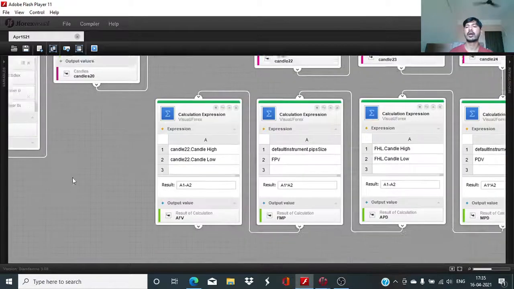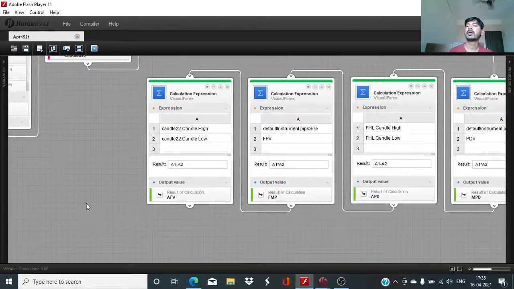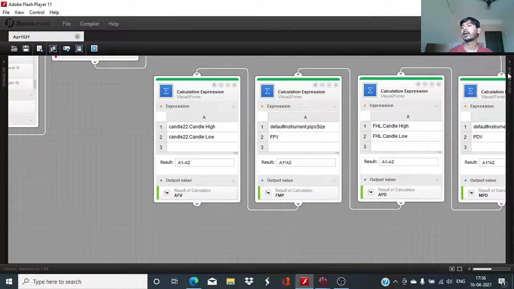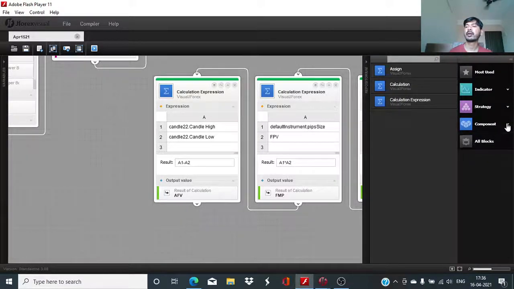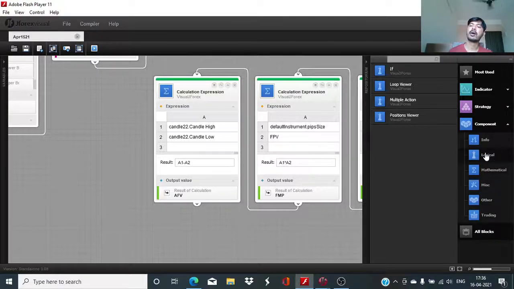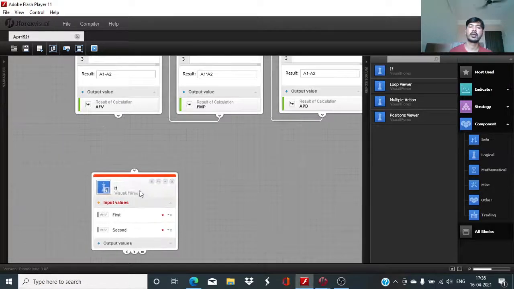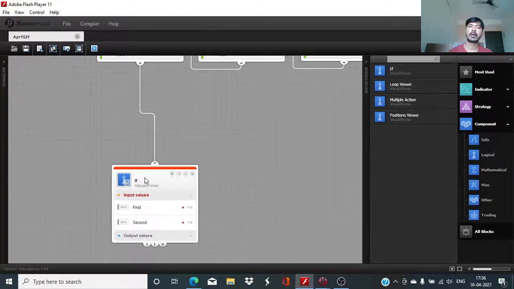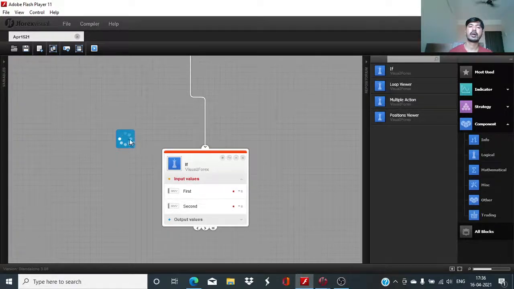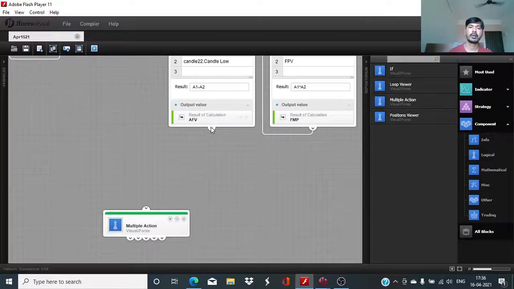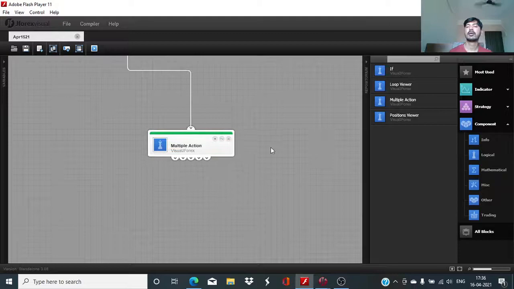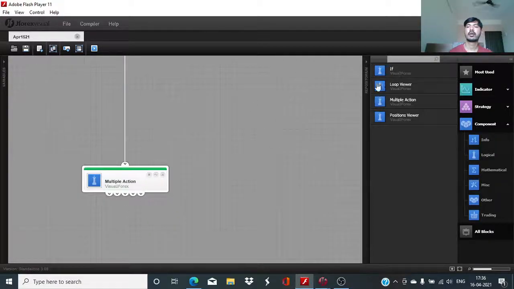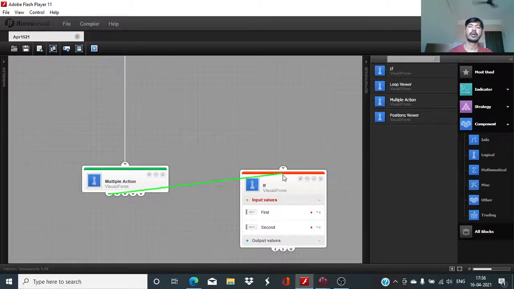We have put in place this calculation expression block to carry out these calculations to set the conditions for price volatility. Now I will bring in the multiple action block, and after that we will start defining the conditions for the actual execution of the buy trade. And here it is. Oops, I overlooked it. This is the if block. Sorry. I will leave some space there. Okay. And the if block will be joined.